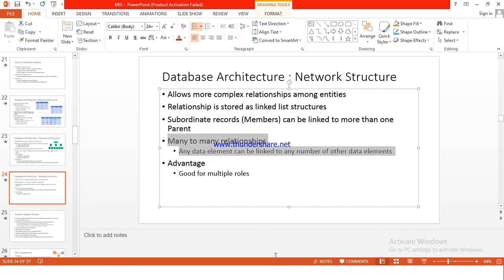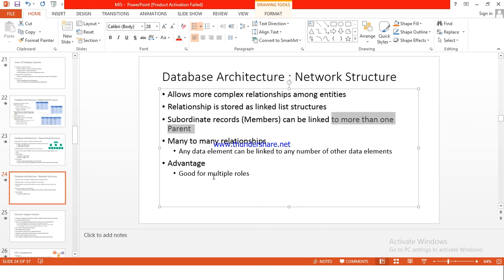Now what is the whole idea behind having this kind of a structure? We can show complex relationships among entities, many to many kind of relationships, and relationships are stored as linked list structures, and subordinate records can be linked to more than one parent. As I said, many to one or many to many relationships are possible. In hierarchical there was one to many, one parent and one child or more than one child. However, here if the same child has more than one parent, you can show it here, and that is the advantage of network structure over the hierarchical structure, right?